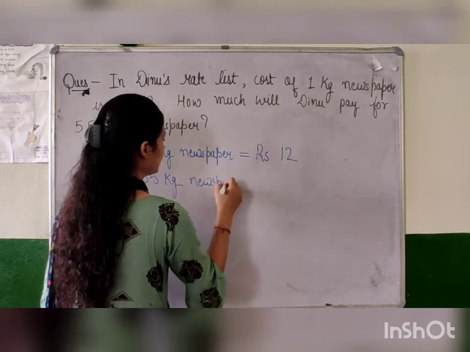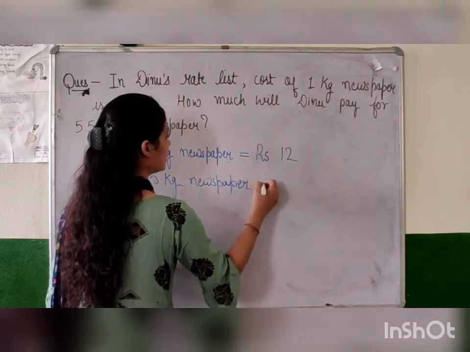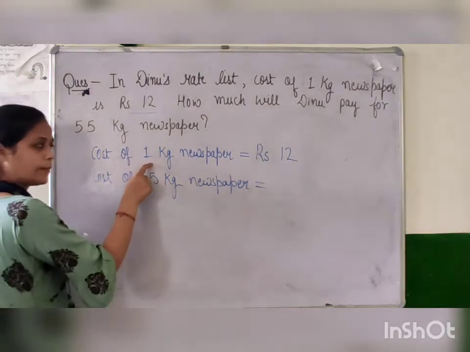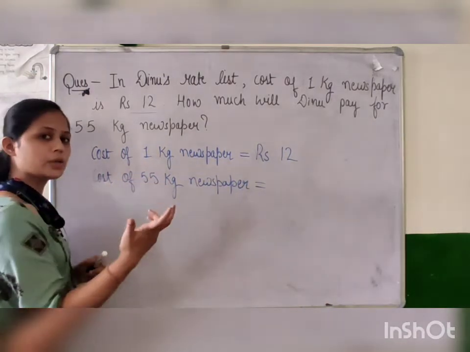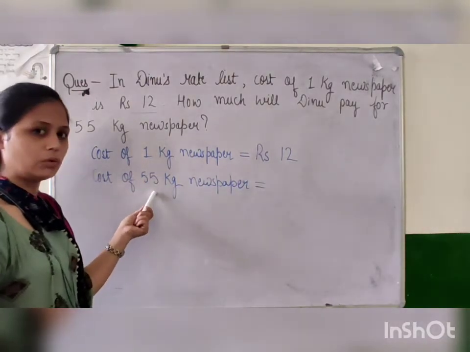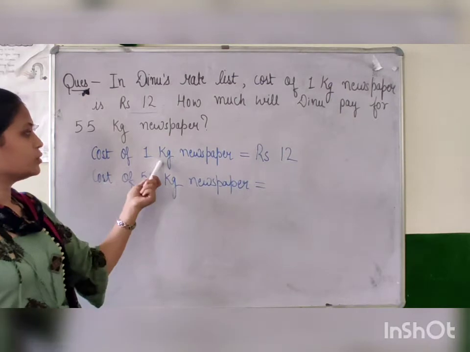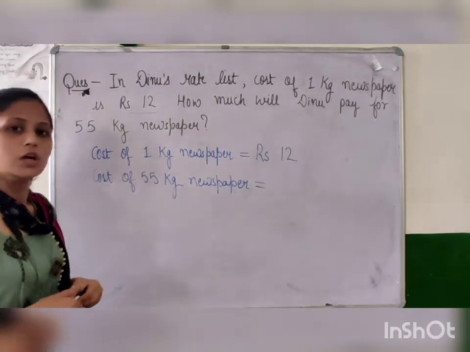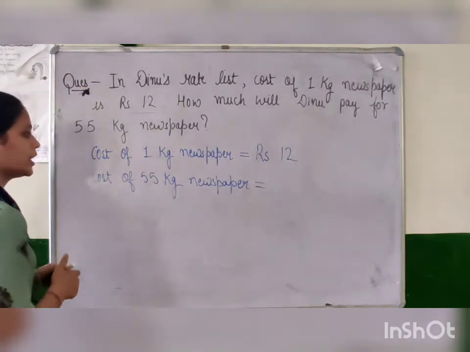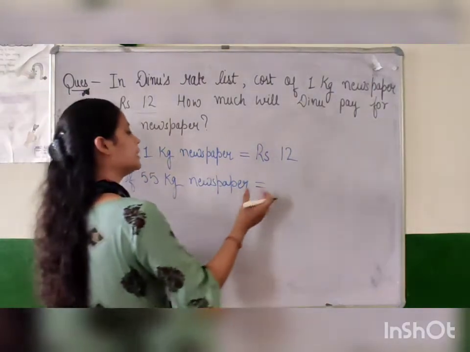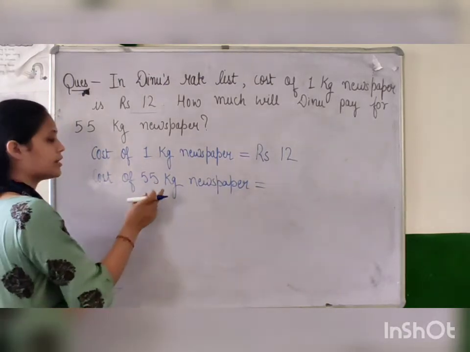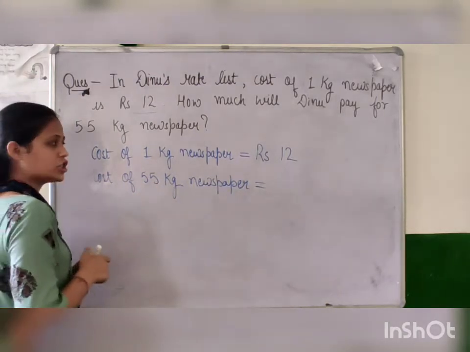So the cost of 1 kg is given, and we have to find the cost of 55 kg. 1 kg is the smaller amount, 55 kg is the larger amount. We have been given the smaller amount, we have to find the larger amount, so here also we will do multiplication. We will multiply the cost of 1 kg by 55 kg because we have to find out for 55 kg.